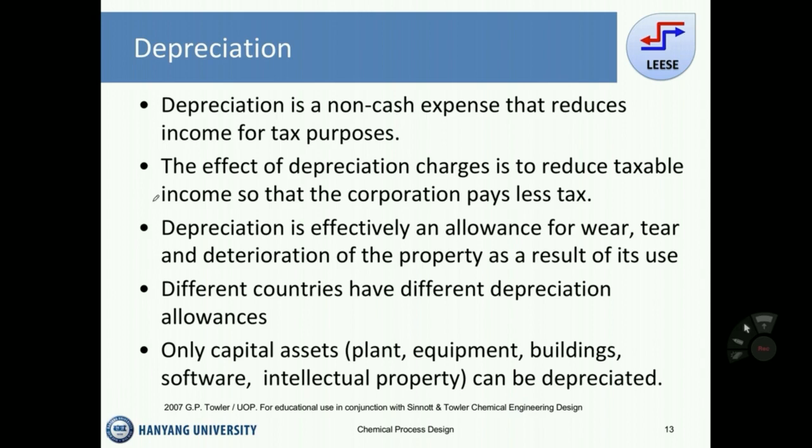Another thing which I need to discuss from this section is depreciation, okay? Depreciation is a non-cash expense that reduces the income for tax purposes. The effect of the depreciation charge is to reduce taxable income so that the corporation pays less tax. Depreciation is something like this, okay?